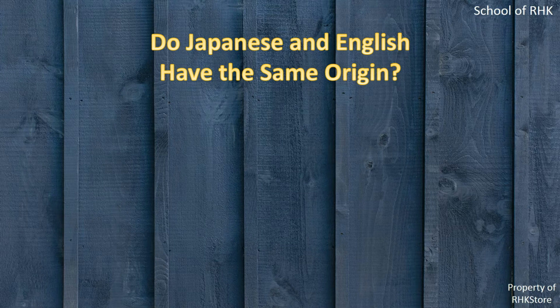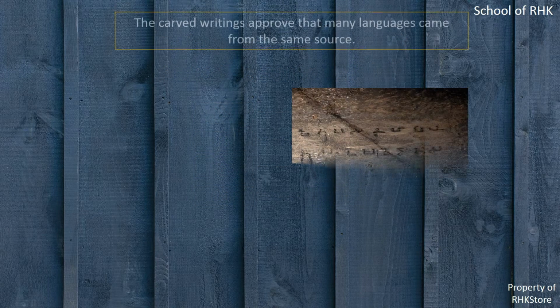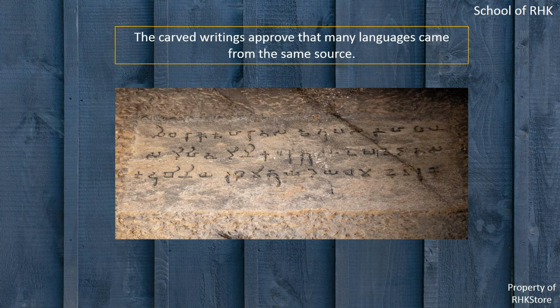Another such example we can find in Thai, where the Thai word fi means fire, tai means tire, and rihin means rain, which is quite similar to English. The carved writings prove that many languages came from the same source.